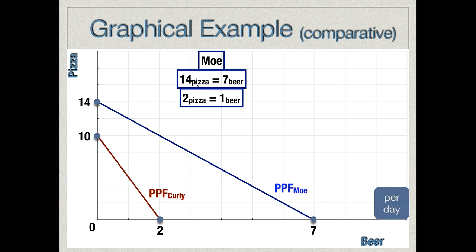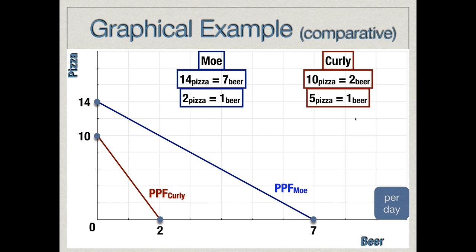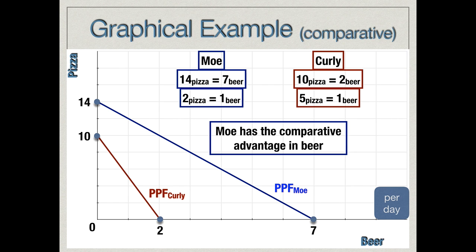So again, Mo can produce 14 pizzas, and in producing 14 pizzas in a day, Mo forgoes producing 7 beers. So if we want to determine what the opportunity cost of beer production is for Mo, we divide by 7 so that we get 1 beer. We divide both sides by 7, and we get that 1 beer is equivalent to 2 pizzas. We do the same thing for Curly.